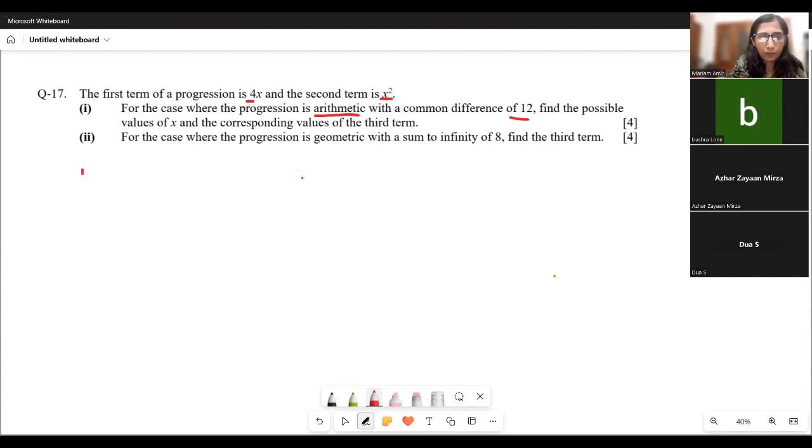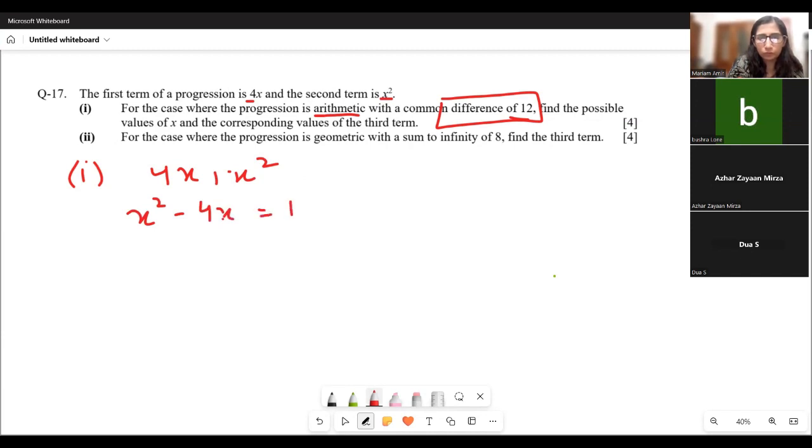Okay, so for part 1, we're going to assume that this is an arithmetic progression. So first term is 4x, second term is x squared. We're told that the difference is 12. So that means x squared minus 4x would be equal to 12. So x squared minus 4x minus 12 is equal to 0. We can factorize this quadratic equation.